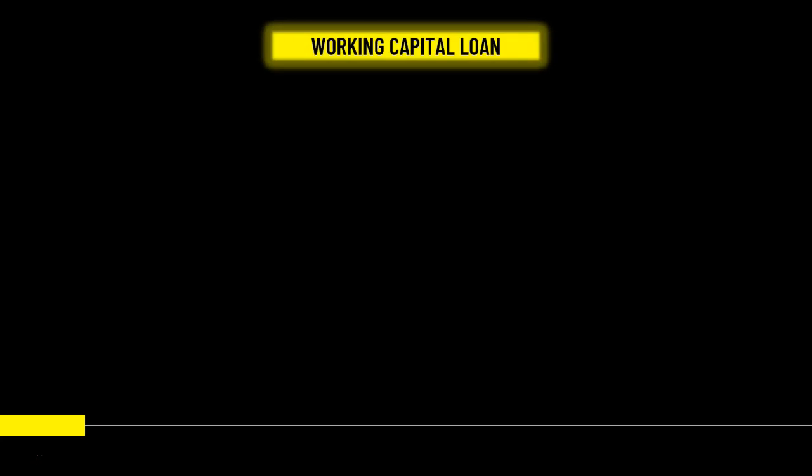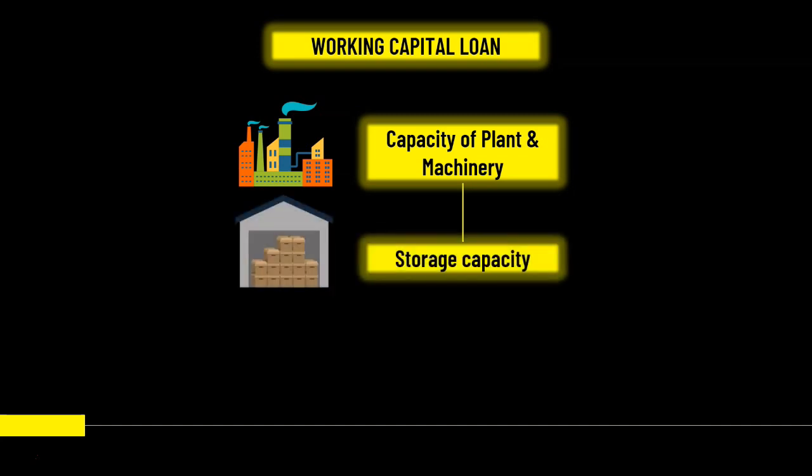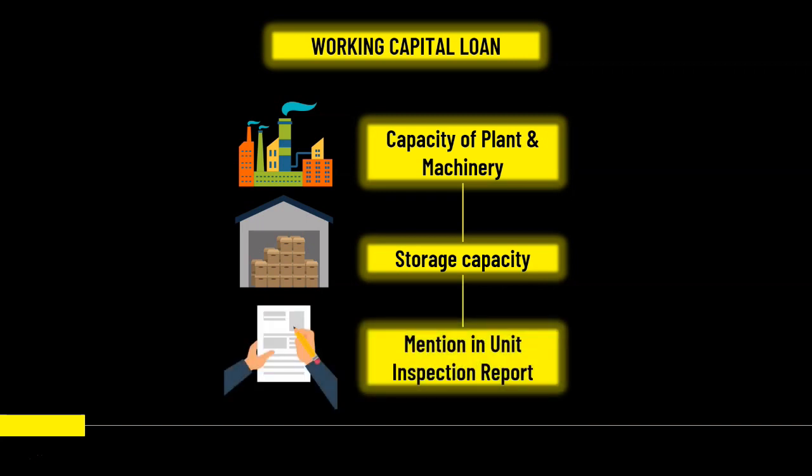Also, before sanctioning a working capital facility, you must check the capacity of the plant and machinery and also the storage capacity of raw materials and finished goods. Quite often, I come across a situation when the firm has requested for a working capital to procure cloths of 30 lakhs, but his shop doesn't have the space to keep it. So you need to be careful in all such cases. Don't forget to mention this in your unit inspection report. Perhaps that's the only tool available to create evidence for a later date.